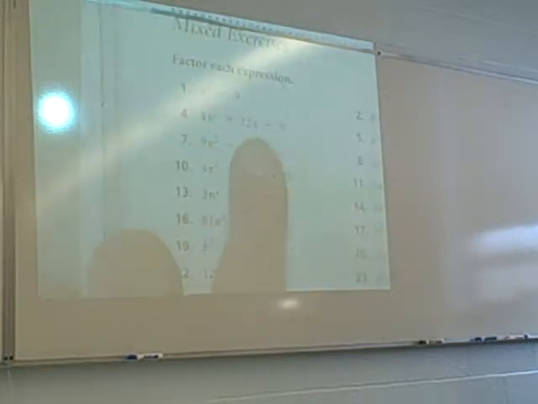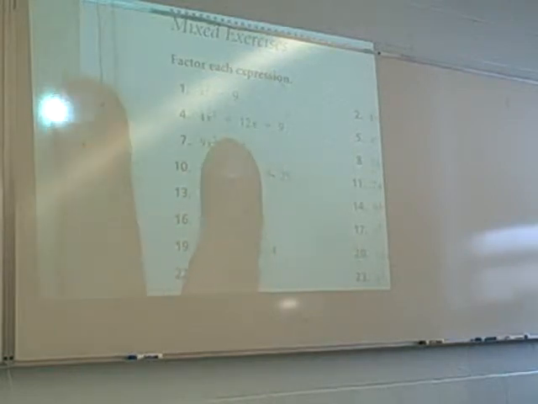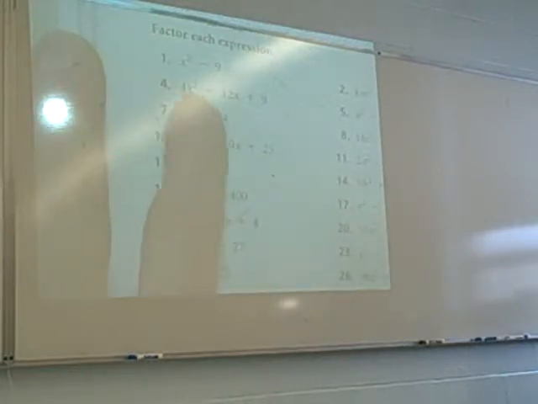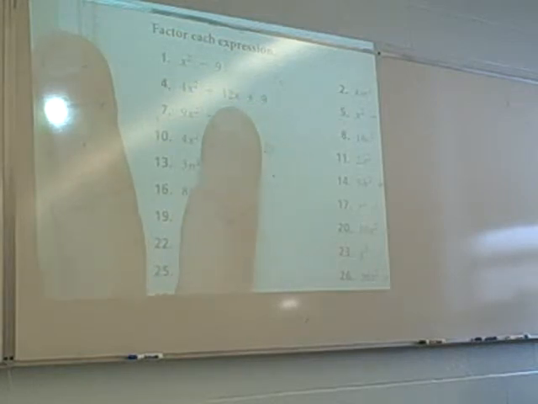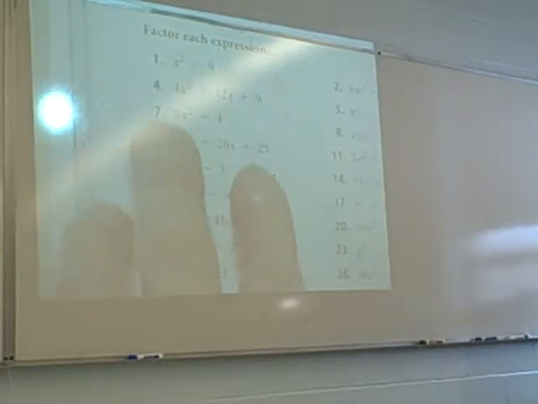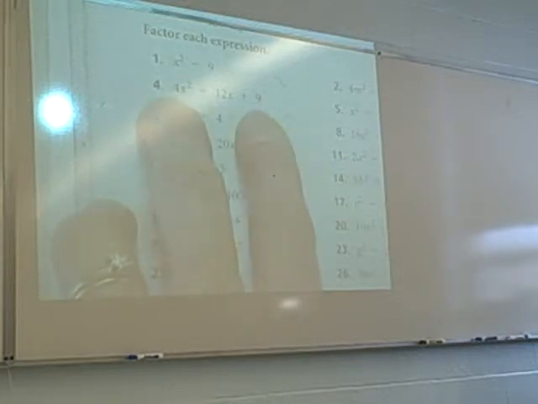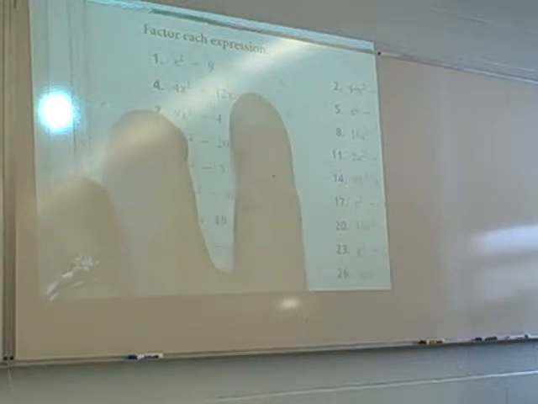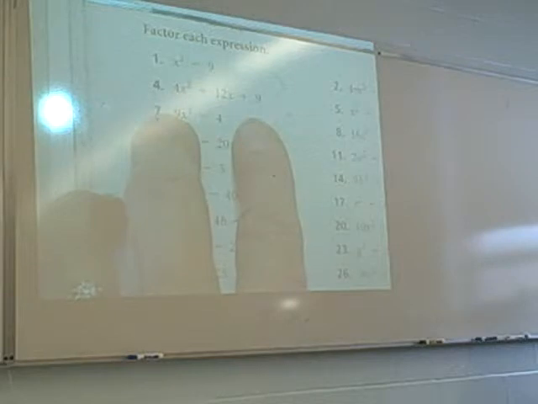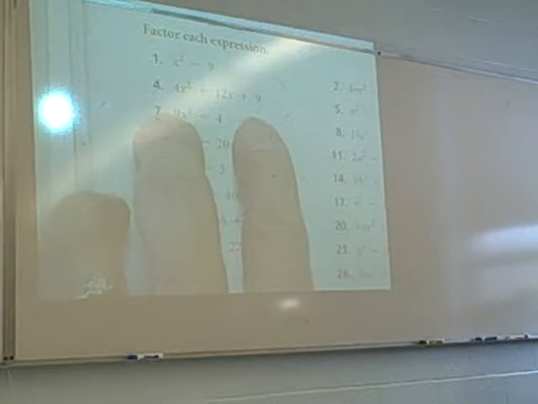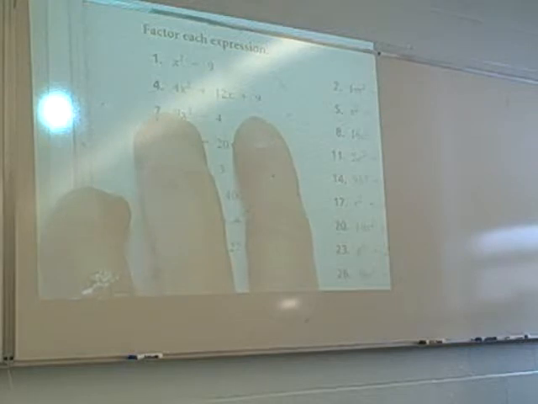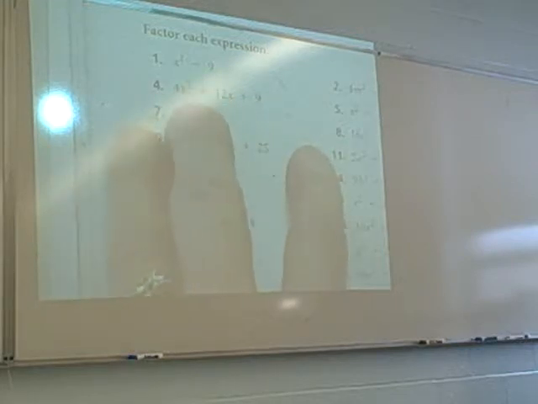Okay, so let's look at number 4. Right now I'm taking you backwards. Is the first and the last term a square number? So what am I going to have? 2x, and they're both positive. So it's going to be 2x plus 3 times 2x plus 3. Those are the factors of this.